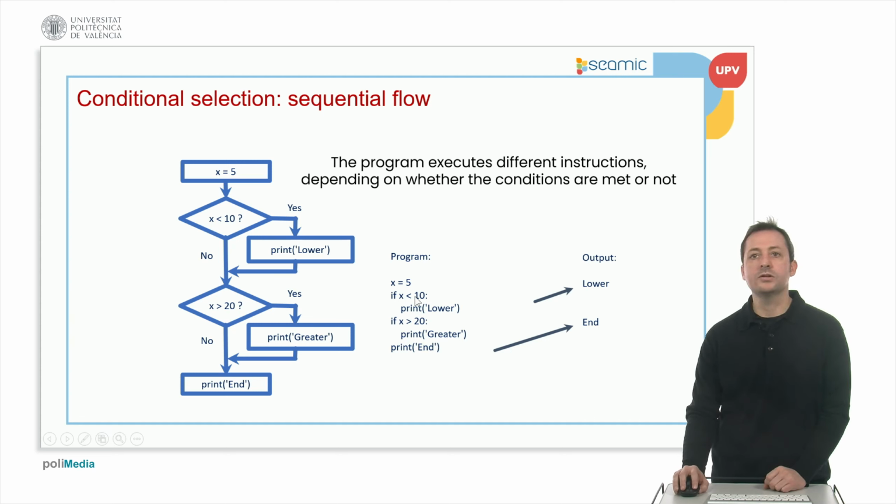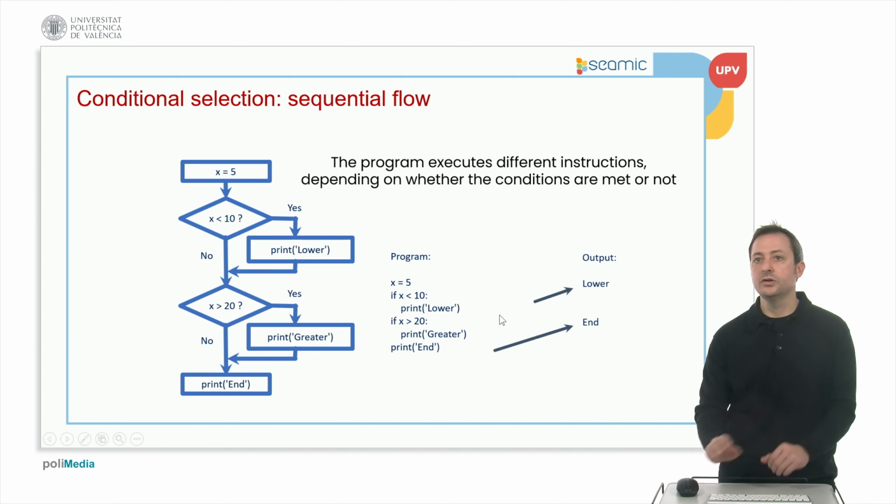So the if statement allows us to define this condition. Basically, you can read this as follows. If x is lower than 10, then execute this instruction. If x is greater than 20, then execute this instruction, and then execute this instruction. Take into account that here we use the indentation to provide the code that we want to execute inside the if block statement. So here, this code is inside the if block statement.